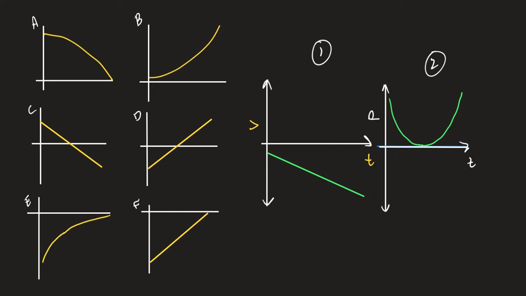For the velocity versus time graph, you're selecting a position graph that would represent the same things: A, B, C, D, E, or F. And here, you've got a position versus time graph. You're selecting the velocity versus time graph that represents the same things, A, B, C, D, E, or F.